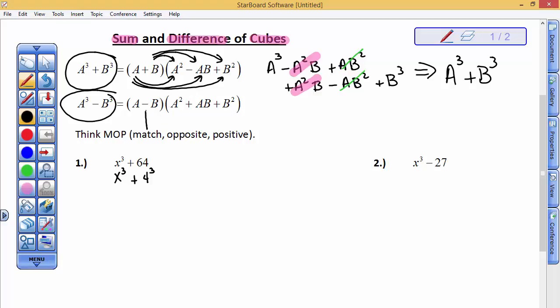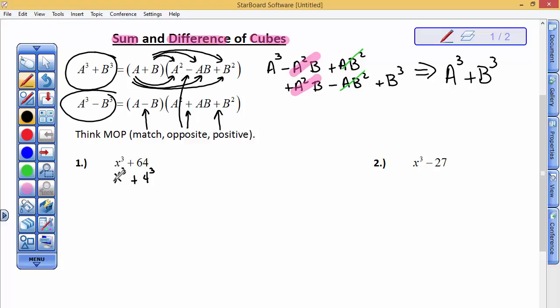So these signs right here match the given problem. So the minus sign matches the minus sign. The plus sign matches the plus sign. These signs right here are opposite the given problem. This one's a minus, this one's a plus. This one's a plus, this one's a minus. And the third sign in the trinomial is always positive. I ask you to think MOP, M-O-P, match, opposite, positive.